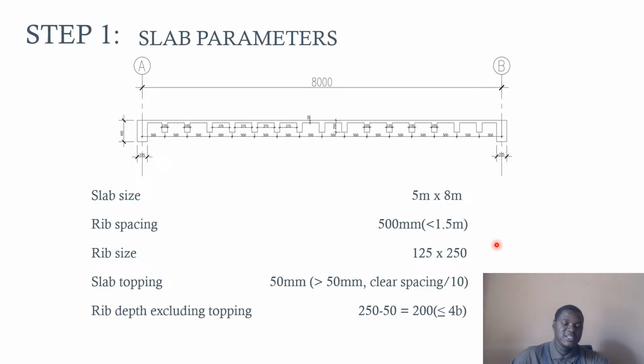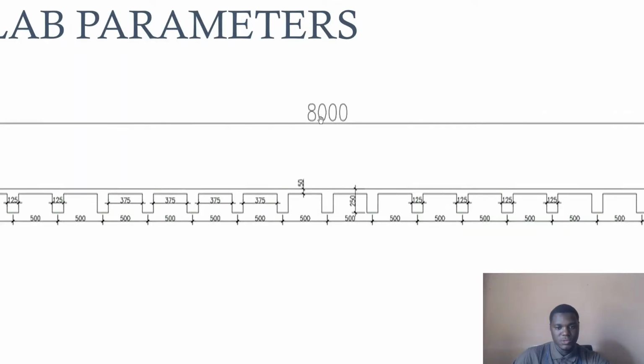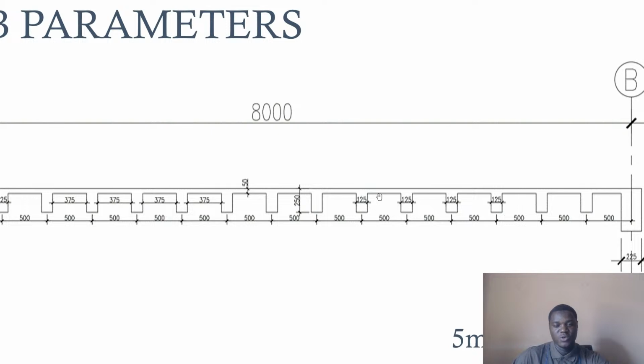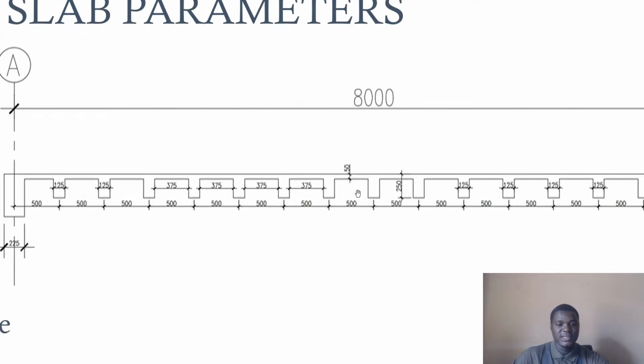Then the slab topping is 50 mm. Based on the section, I can show you. This is the section of the rib. You can see that the center to center spacing is 500. The topping slab is 50. The depth of the rib beam is 250, the width of the rib beam is 125, and then the clear spacing is 375.